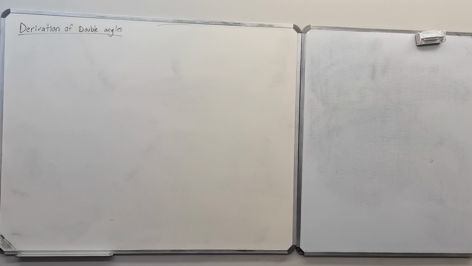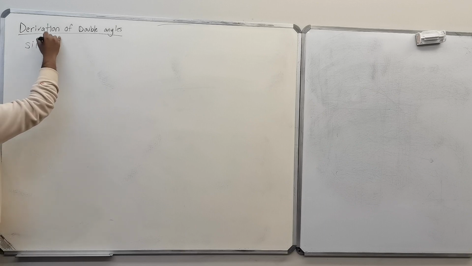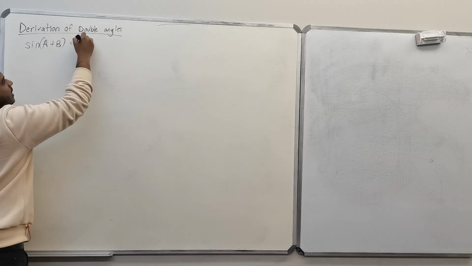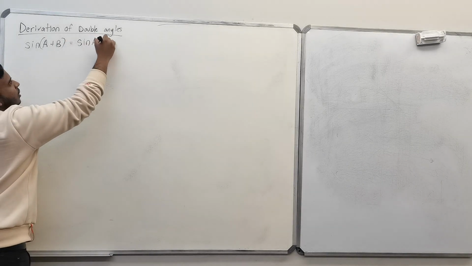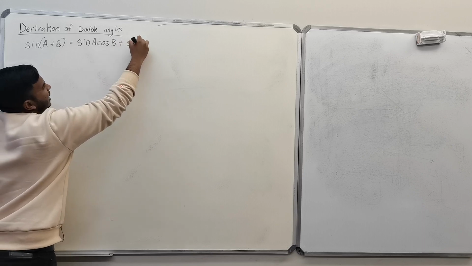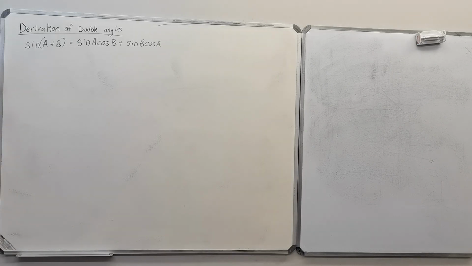Okay, it's one of the most difficult derivations ever. Right? I'm going to show you. So, you know your compound angle rule, right? Say for example, what is the first one they give you? Sine of A plus B. Using compound angles, this would be sine A cos B plus sine B cos A. Right? That's our compound angle.